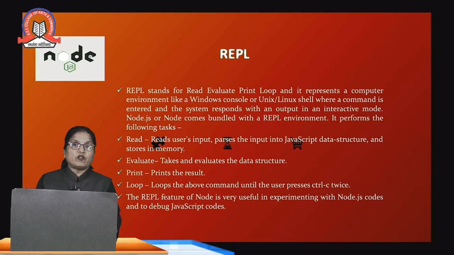It performs the following tasks. Read: it reads the user's input, parses the input into a JavaScript data structure and stores it in memory. Evaluate: it takes and evaluates the data structure. Print: prints the result. Loop: loops the above command until the user presses Ctrl+C twice. The REPL feature of Node is very useful in experimenting with Node.js code and to debug JavaScript code.